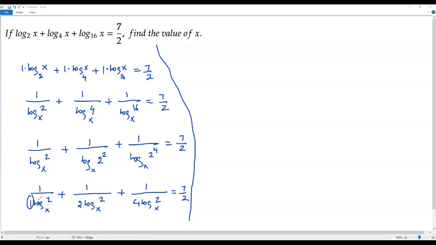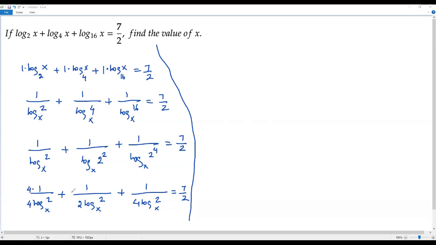So let me consider the coefficients 1, 2, and 4. What is the least common multiple of 1, 2, and 4? That is 4. That is, we have to get the coefficient of each logarithm in the denominator as 4. For that, we have to multiply the numerator and denominator of the first fraction by 4. Okay, let me do it.